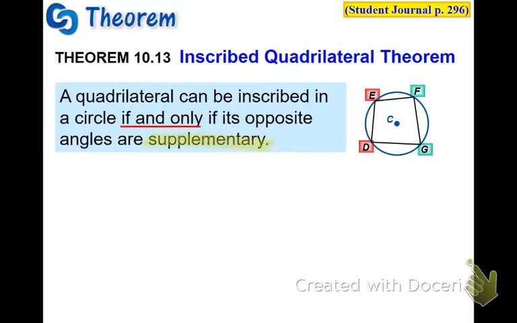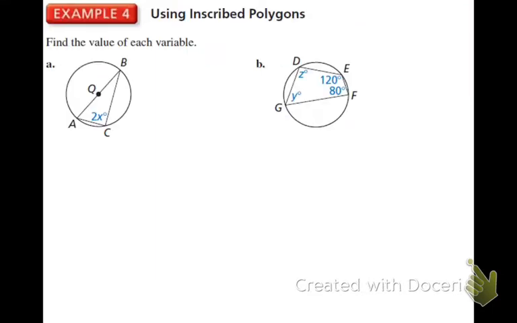Supplementary. Does it say the word congruent? No, it says the word supplementary. What does supplementary mean? They add up to 180. So D and F in our picture, they add up to 180. E and G, they add up to 180. This should be a very simple process, but if you do not learn that they are supplementary, you're just going to get silly points wrong.